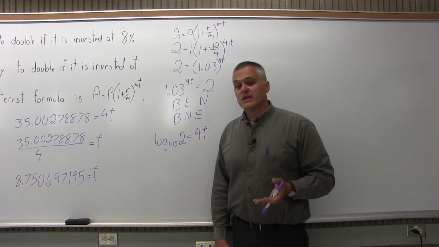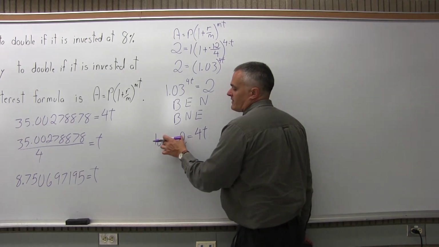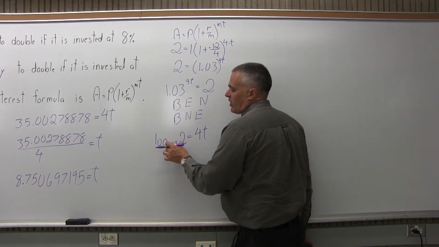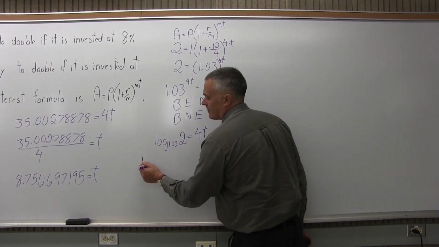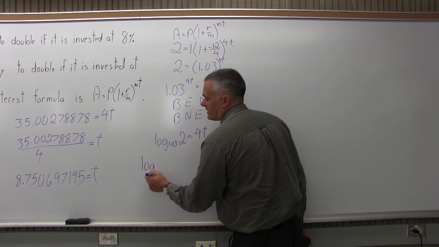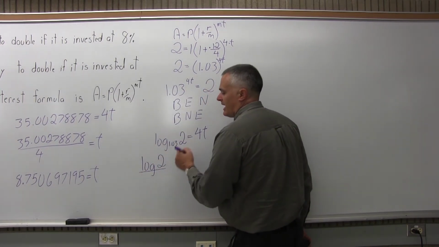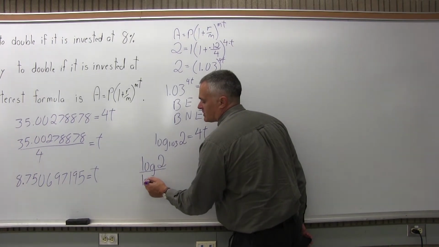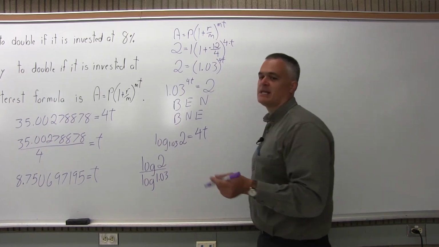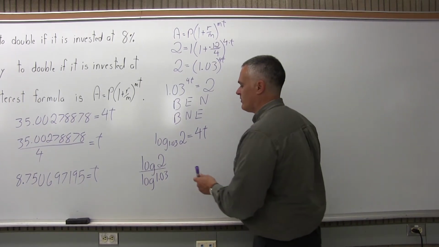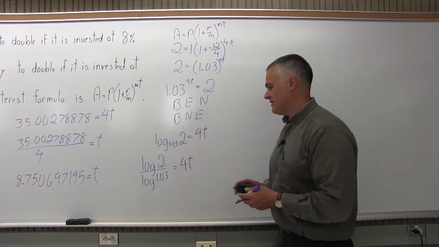So now to solve this, I'm going to use that change of base formula. So the common log of the number divided by the common log of the base will give me this answer. So common log of the number is common log of 2. It's going to be in a numerator. And underneath is common log of the base. So I'll have common log of 1.03. Again, common log is log base 10, and that's something your calculator will do for you. And on the right side of the equal sign, I have 4t.